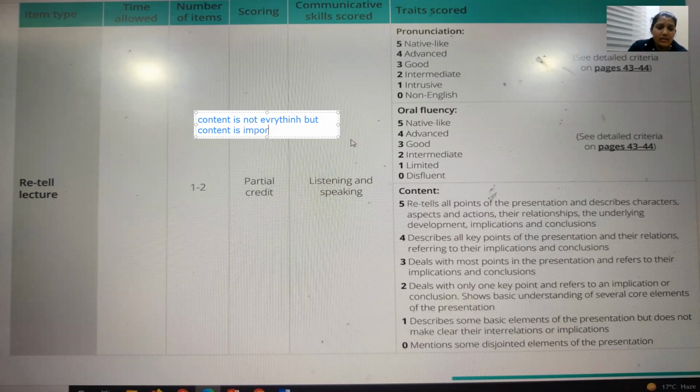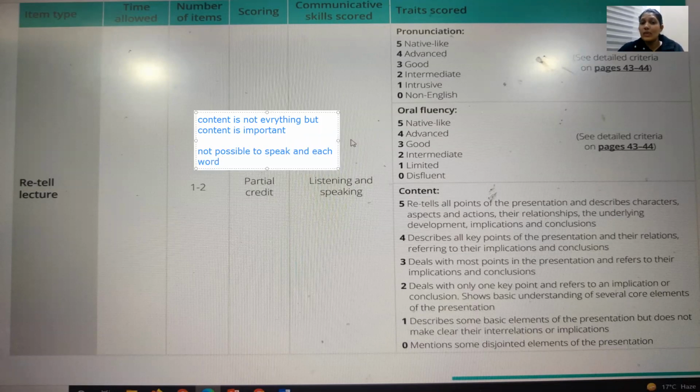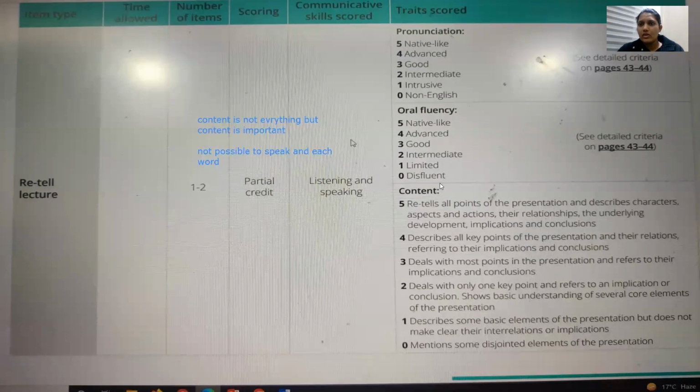Content is important. By this I mean, there are so many people who are trying to speak each and every word. It's not possible to speak each and every word. So why will you write down each and every word when you cannot speak it? So I'm going to teach you the technique through which you can jot down important keywords and insert them, because you have to focus on the other two parameters. Don't just focus on content, focus on the other two parameters also, which are fluency and pronunciation.